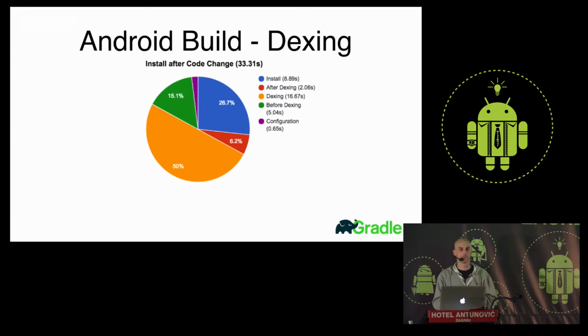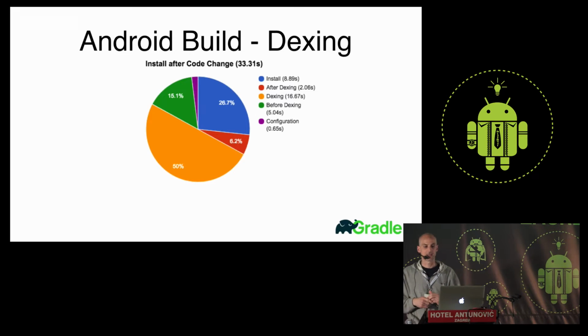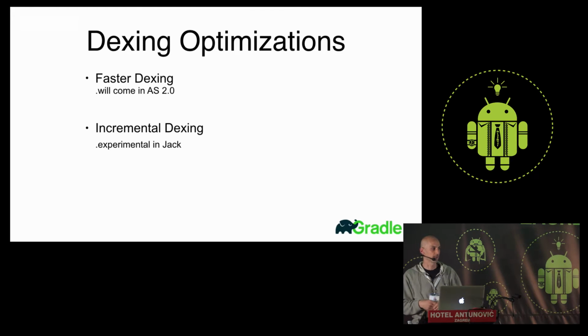Now let's say we have done an install, now we make a code change, and now we want to install it again. What we see is that a lot of time is happening now in the dexing. And there's not really much that Gradle can do, right? Even though we're often asked, but we can't. It's not our domain. So Android Studio 2 already has faster dexing. Future versions will have even more. So there's a lot of power going into that.